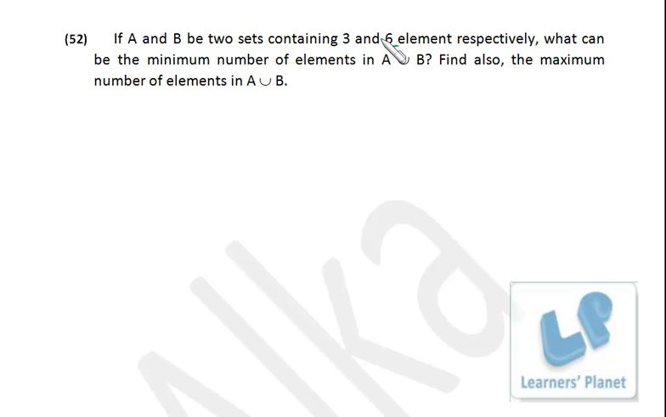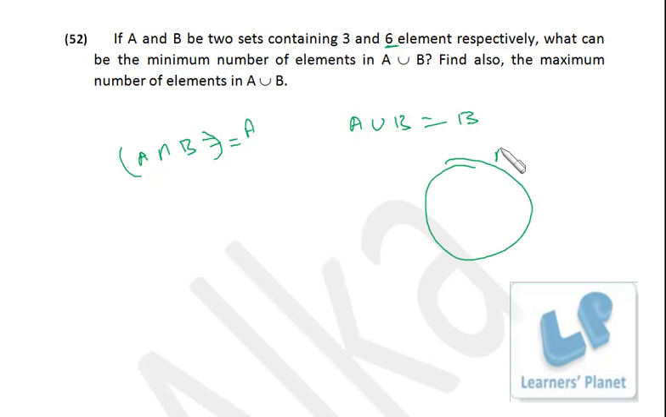See, if all 3 elements of A are common between A and B, then A union B will be B only, right? If A intersection B is A, then A union B will be B. That means all the elements of A are there in B. So in that case, the minimum number of elements in A union B will be that of B, right? So this is the situation. This is B and this is A.